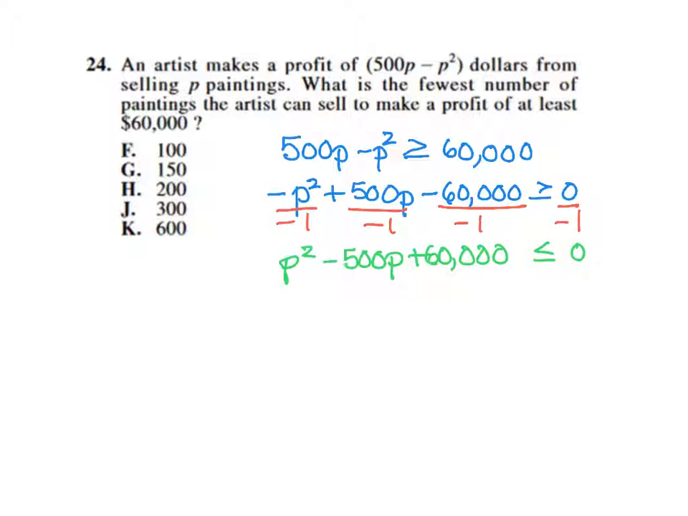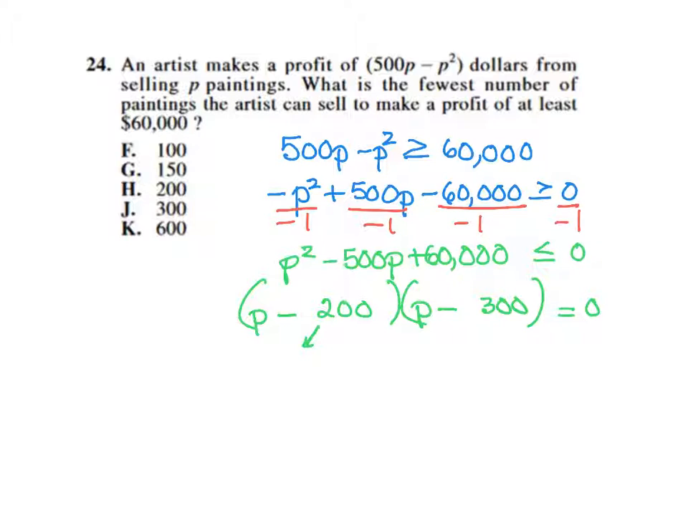And this will factor, and as I factor it, I'm going to set it equal to 0 because I want to use the zero product property. So I'll put a p in the first position in each one of these quantities. And since the last term is positive and the middle term is negative, these are both going to be a negative or a minus minus. And I need two numbers to multiply to give me 60,000, but add to give me negative 500. So if I choose 200 and 300, that will take care of that.